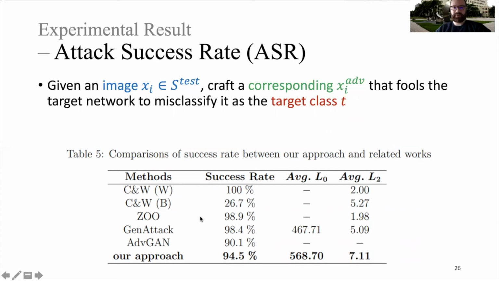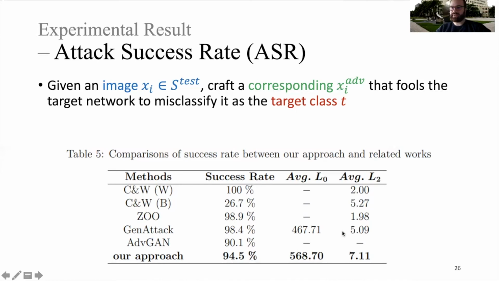We have compared our result with many different results out there. The first one is the result that has white box access to the target network, and you see that the attack success rate is 100%. The other ones assume that they have black box access to the target network, and you see that their attack success rate is far less than 100%. But as you can see, our approach obtained a reasonably good attack success rate.